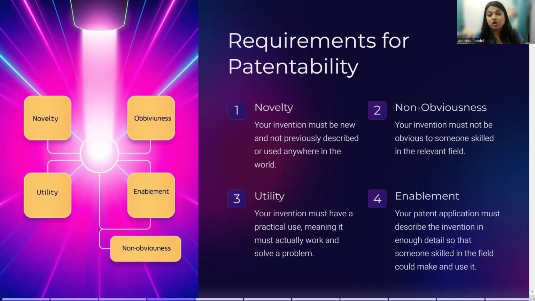Non-obviousness. Your invention must not be obvious to someone skilled in the relevant field. It shouldn't be obvious. It should be something that's out of the box, not something that already exists. Utility. Your invention must be practically used. Now, the invention that you made needs to have some practical importance.